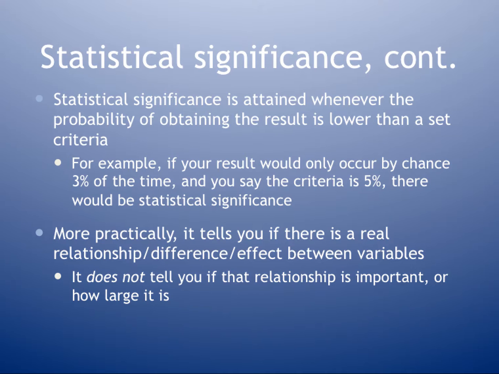On the other hand, if an event occurred 7% of the time, or would theoretically occur 7% of the time by chance alone, then we wouldn't say it's statistically significant because the criteria is 5%. So you set a criteria, in the case here 5%, and you see what percentage of time your statistic, your result would have occurred by chance alone.